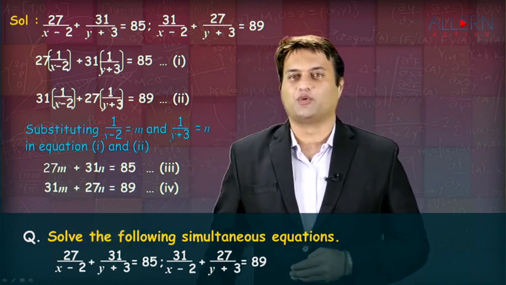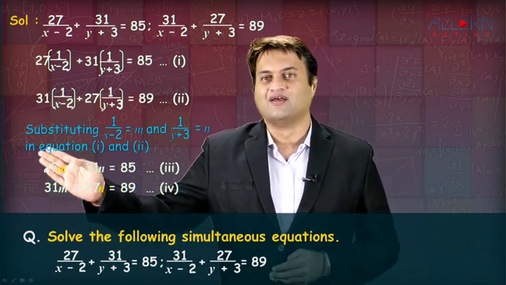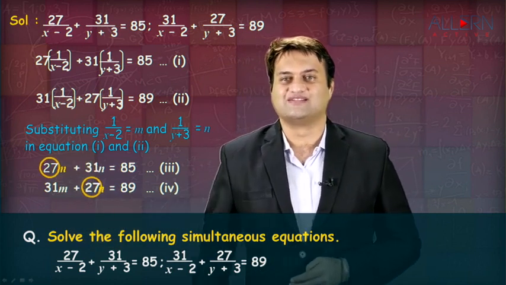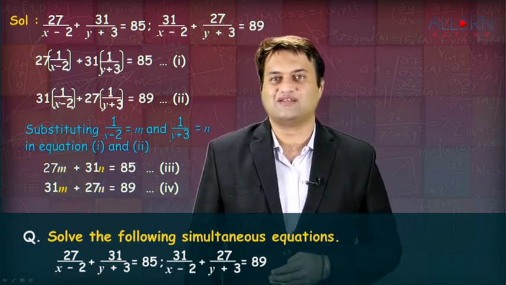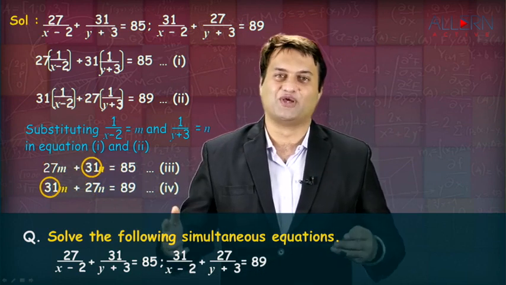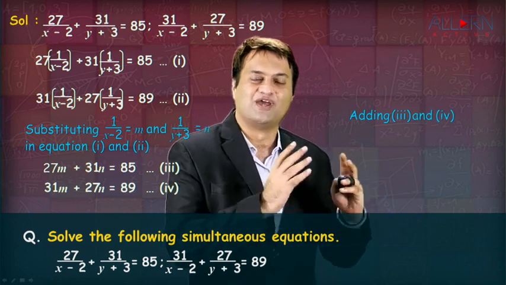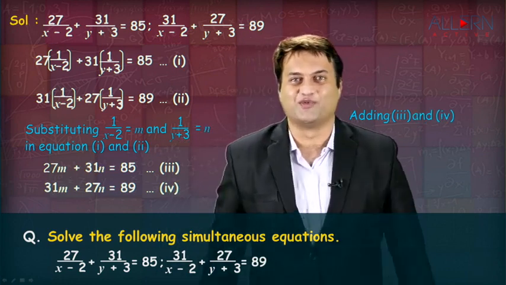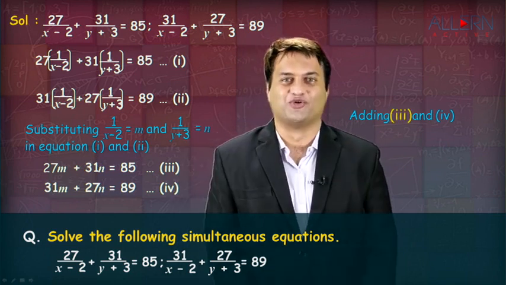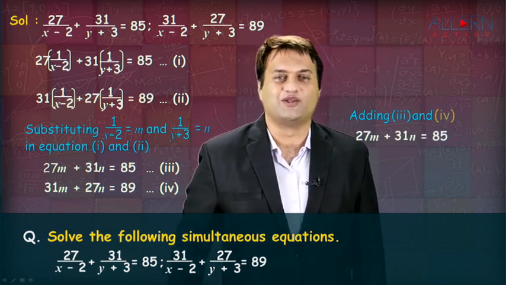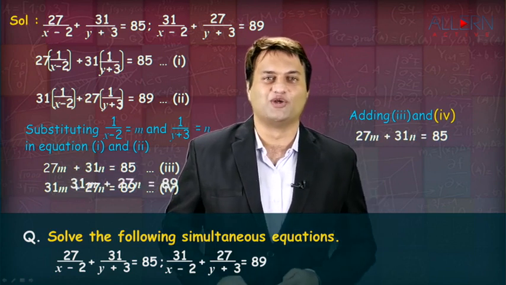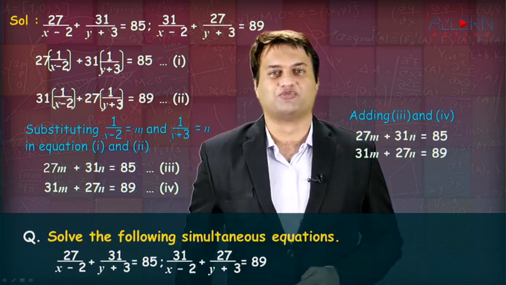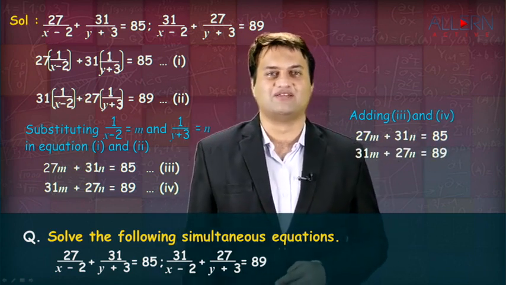Now, look at the two equations. It is very clear that the coefficients are diagonally same. As you can see, 27, 27, 31, 31. And because the coefficients are diagonally same, we go for the ASA method where the first step is adding the two equations. So, let us add equation 3 and 4. That's your equation 3, 27m plus 31n is equal to 85. That's your equation 4, 31m plus 27n is equal to 89.